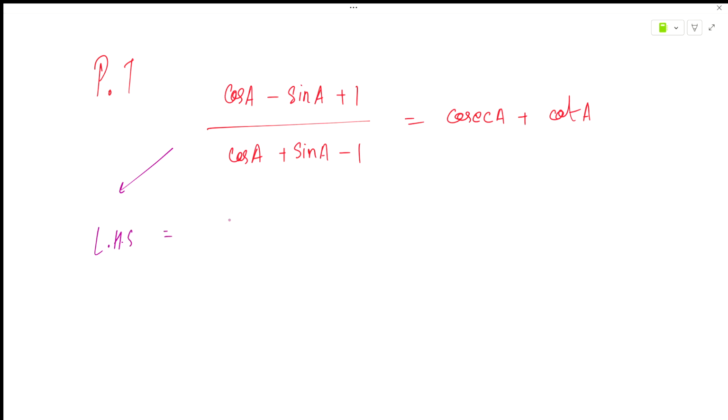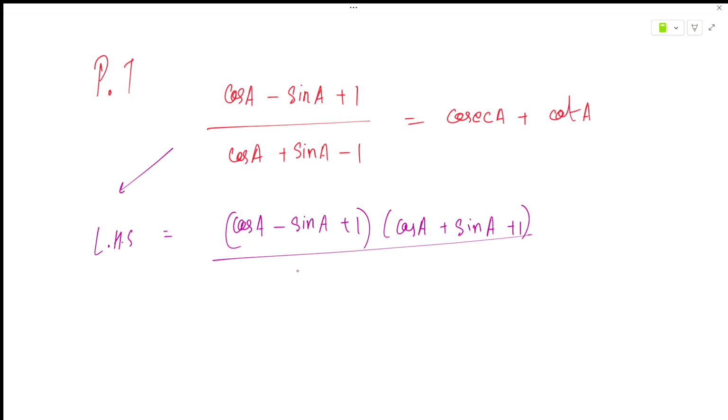Not rationalize as in the way we rationalize. Basically you have cos A minus sin A plus 1. What I'm gonna do, you have cos A plus sin A minus 1 on the bottom, so you multiply with cos A plus sin A plus 1 on top and bottom. Cos A plus sin A plus 1 on the bottom. Likewise, cos A plus sin A minus 1 into cos A plus sin A plus 1.